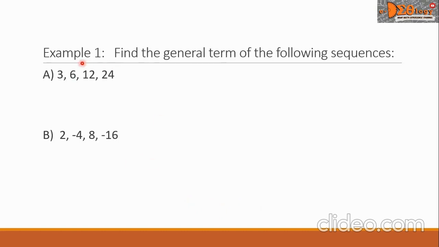Let us have example 1. Find the general term of the following sequences. We have problems A and B. Let's begin with problem A. We have the first term 3, second term 6, third term 12, fourth term 24. The general term formula is written here. We know that this formula requires the first term and the common ratio.